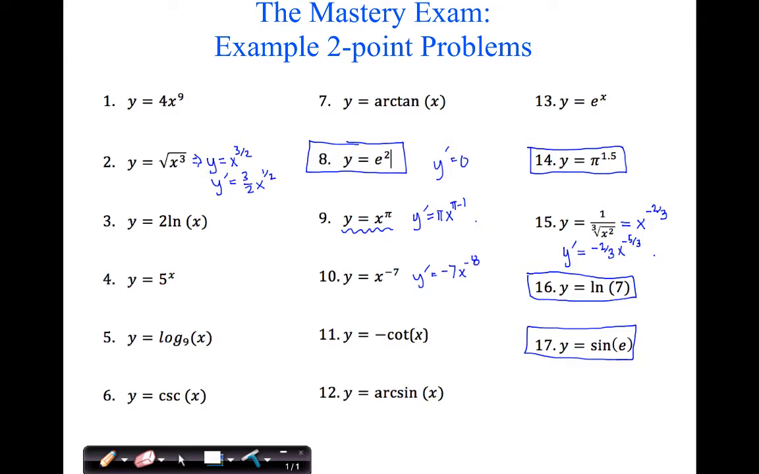Just some simple places that people make mistakes on these. Might as well go through a couple more of these. Logarithms with a base other than e: the natural log of x derivative would just be 1 over x. For something like this, we get an extra factor in the denominator besides the x. It's the natural log of that base number.